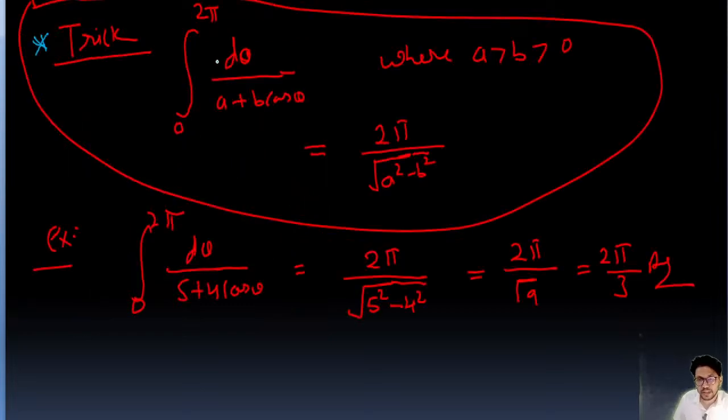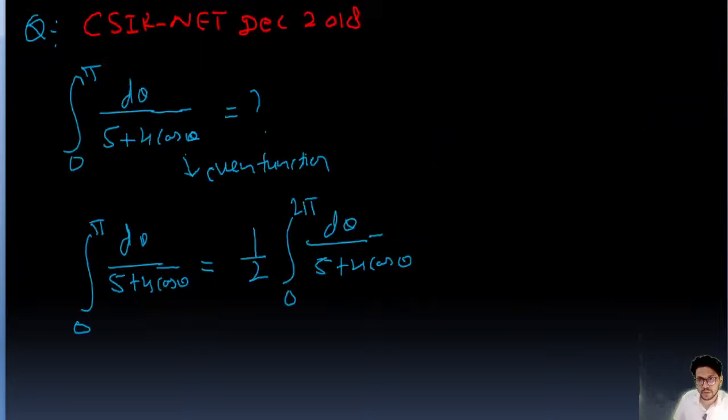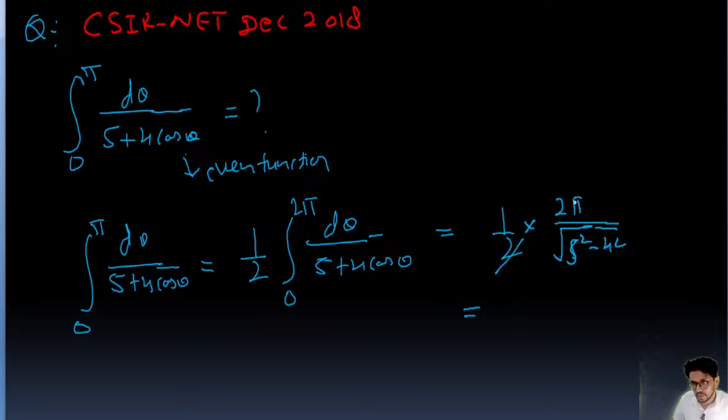Now this is in this form, right? 0 to 2 pi d theta upon a plus b cos theta, and this trick we know: 2 pi upon root a square minus b square. So this value is going to be 1 upon 2 into 2 pi upon the root of 5 square minus 4 square, right? And so the 2 will get cancelled, and we get pi upon 3. Okay, so this is the answer, guys. Very simple, and you solved it because you know the trick. That's why you solved this question within a minute.